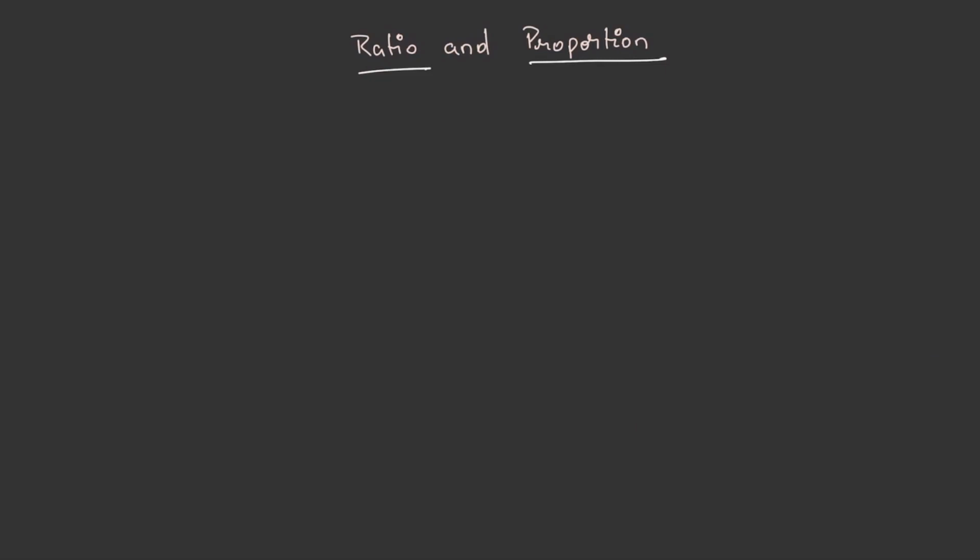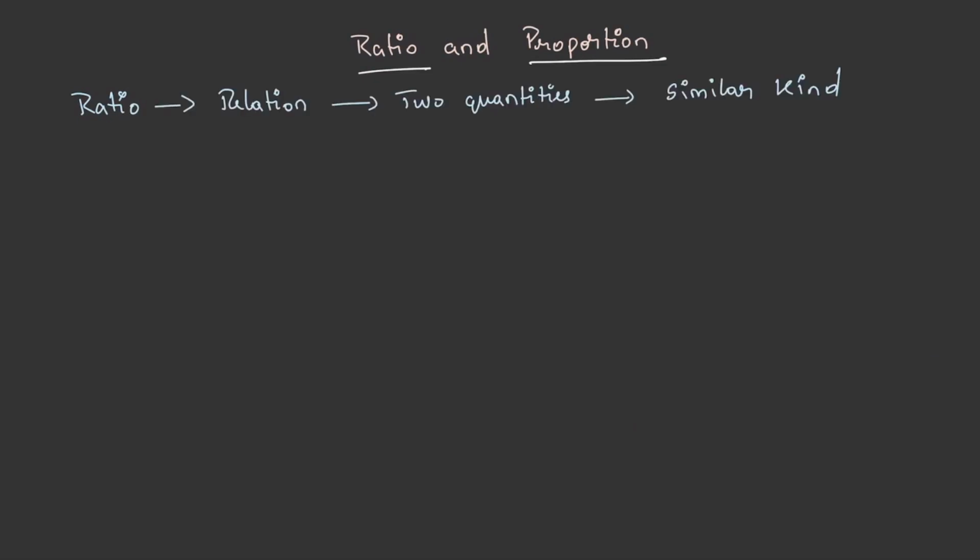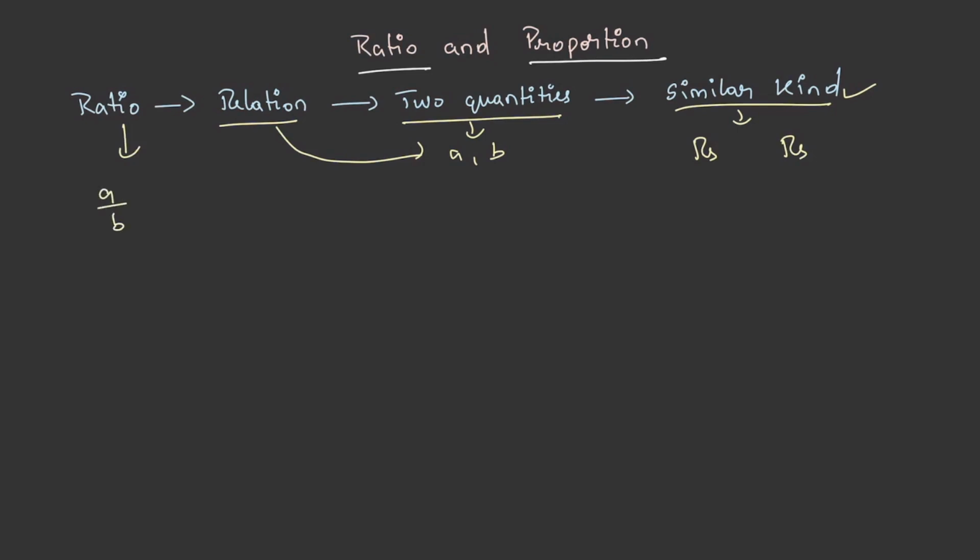Ratio and proportion. Firstly, let's understand the concept. What does a ratio mean? It gives the relation between two quantities of similar kind. What does similar kind mean? Both the quantities, such as A and B, are related only if they are of similar kind. That is, if one quantity is given in rupees, the other should also be in rupees. Then the ratio can be written as A by B or A is to B.